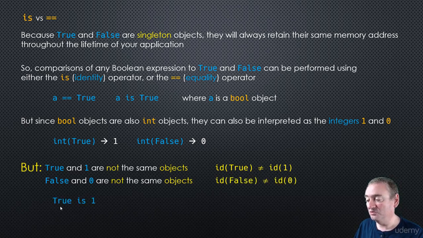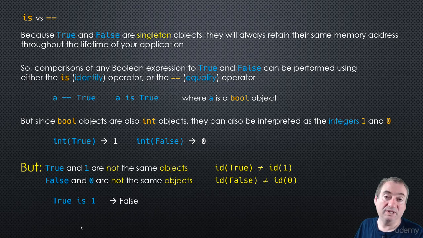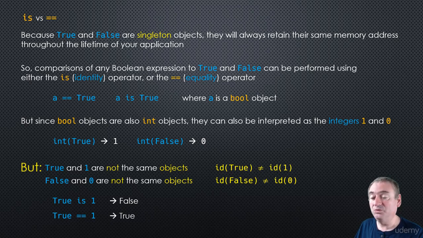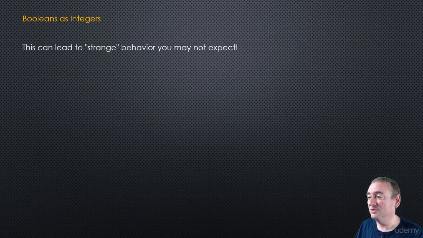Which means that if you were to write something like this, true is 1, remember the is, the identity operator, checks the memory address. Well, that will return therefore false, because they're not the same objects. They don't live at the same memory address. On the other hand, if you use the equality operator, true equals 1, that will return true, because it is true, right? True is equal to 1, but it is not 1. So a distinction that has to be made and that you have to remember.